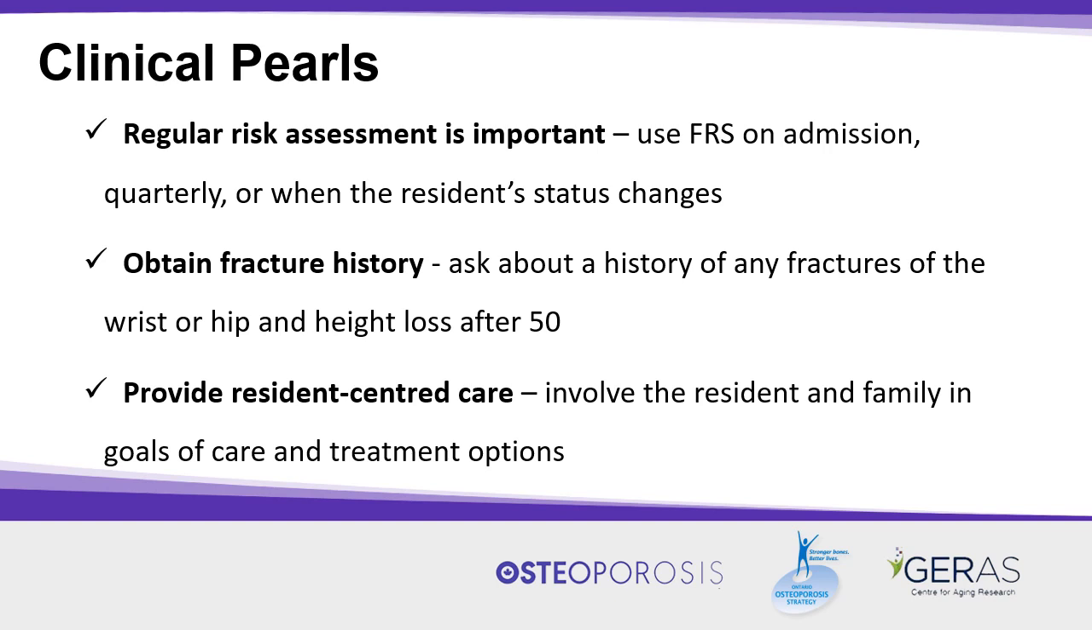So what are take-home messages from what we reviewed to date? Regular risk assessment is important. Use the FRS on admission, quarterly, or when the resident status changes. On admission is a particularly good time to ask about fracture history after the age of 50 from the resident and their families. Provide resident-centered care, involving residents and their families in the goals of care and treatment options.